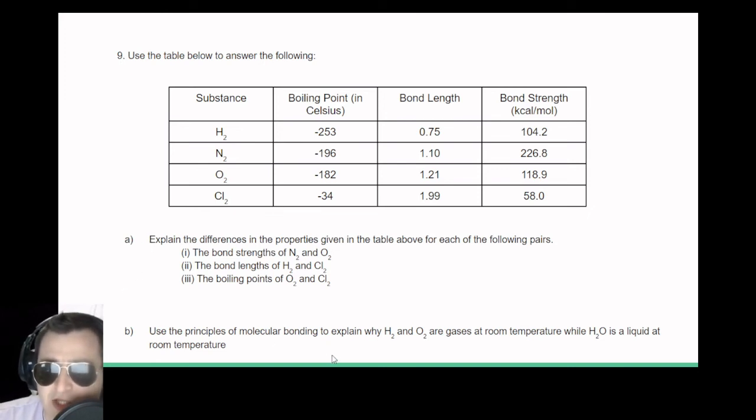Use the principles of molecular bonding to explain why H2 and O2 are gases at room temperature while H2O is a liquid at room temperature. I feel like they're handing this to you on a plate. And I had a similar question to this on my AP test whenever I was in high school.